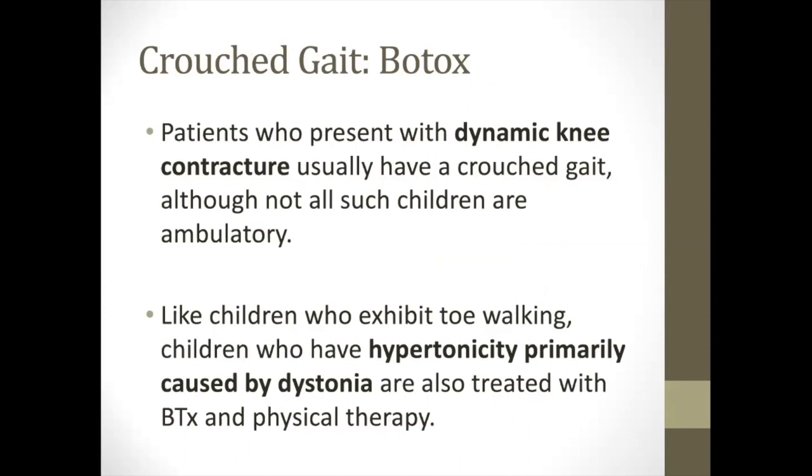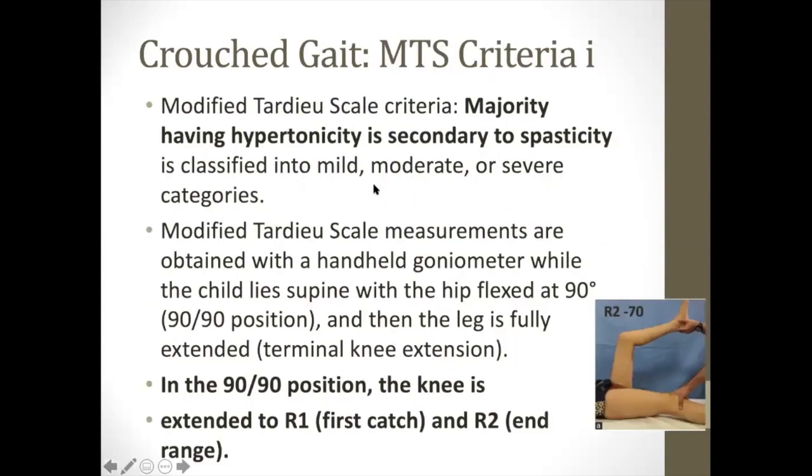So crouch gait can be with dorsiflexion of the ankle. This is called the crouch gait, and mostly there is a dynamic knee contracture which produces the crouch gait. It is like that with toe walking children as well, particularly with hypertonicity of dystonia. In dystonia you cannot do surgery, but you can do Botox therapy. For the crouch gait, there are multiple scales, criteria and tests available, on which size, which position, and which type of hamstring contracture you should give it.